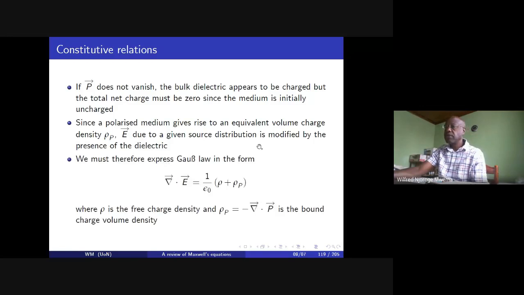So we express Gauss' law in the form that the divergence of E is equal to 1 over epsilon naught multiplying the volume free charge density rho that we had before, and we add to it a bound charge density due to the polarization of the dielectric medium that we have introduced. So this is the relation for the vacuum or free state, and this is the free charge density, and that is the bound charge density. And this we have seen is equal to minus the divergence of the polarization of the material.